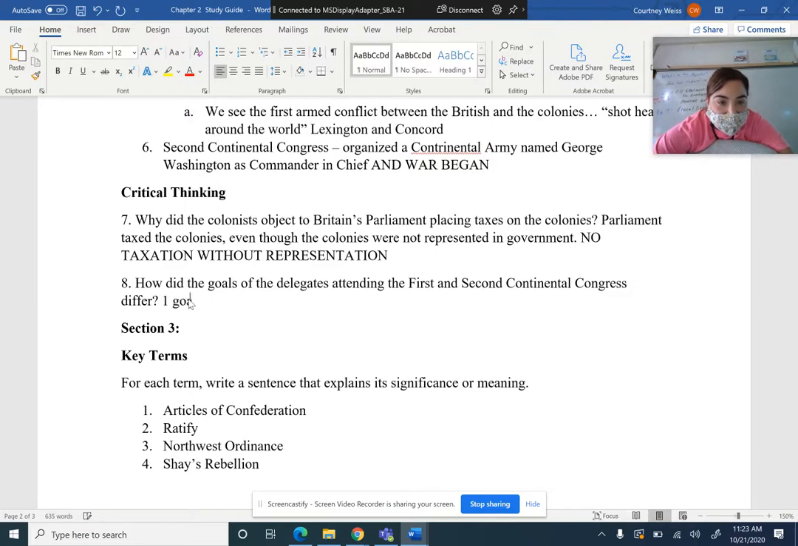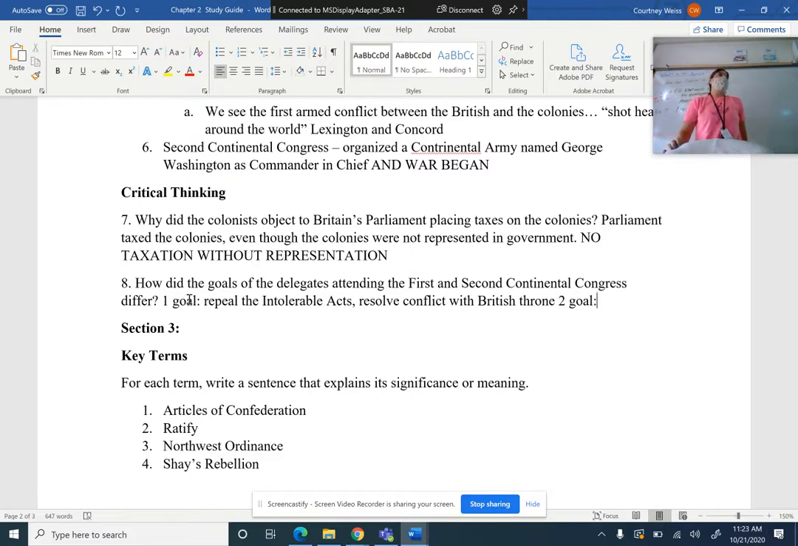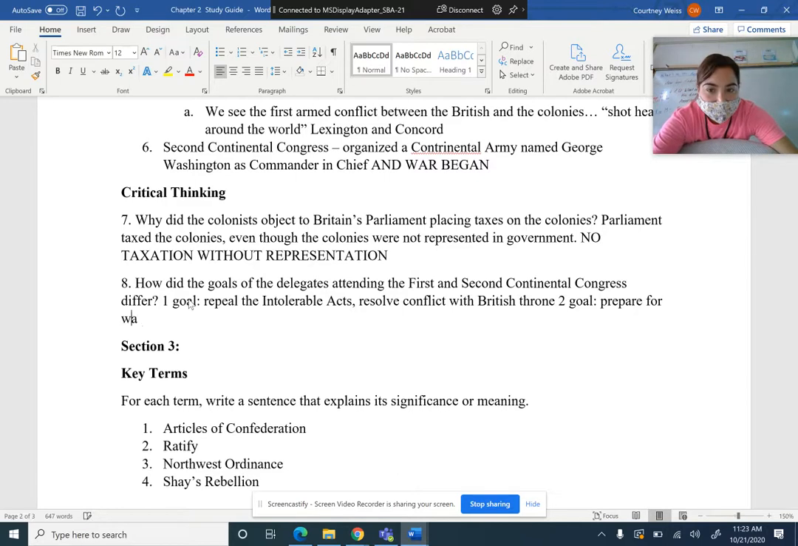What was the goal of the first Continental Congress? Zoe? Repeal the Intolerable Acts, resolve conflict with the British throne. What was the goal of the second one? Prepare for war. Okay.